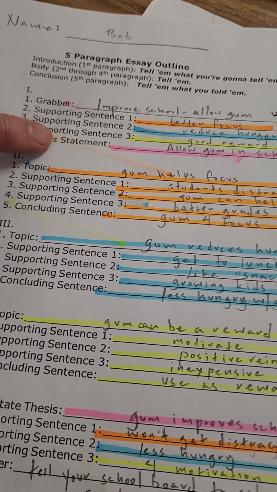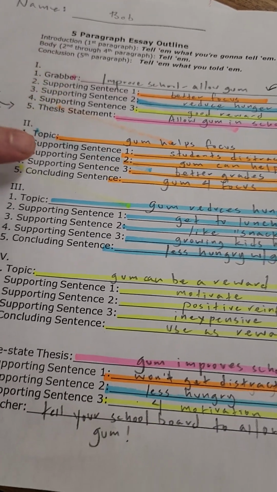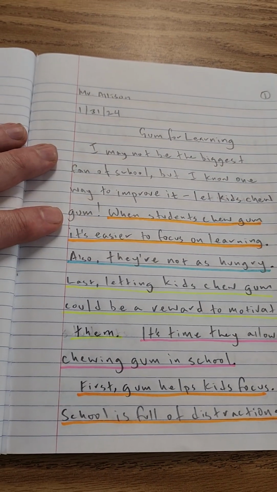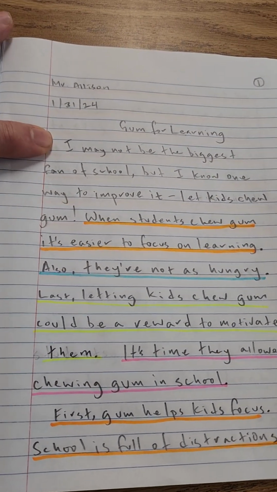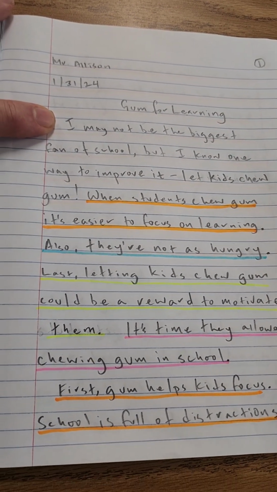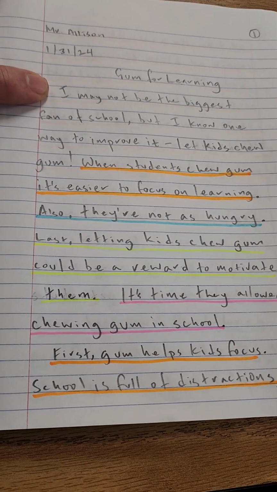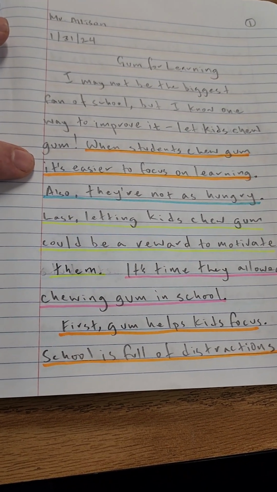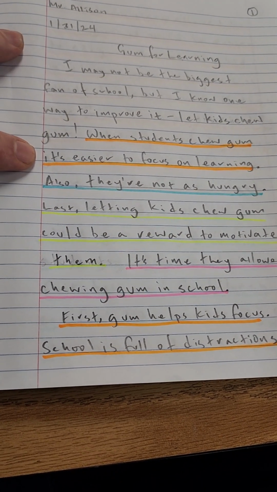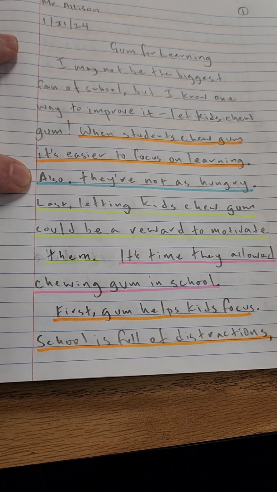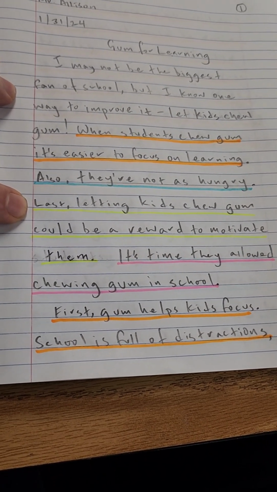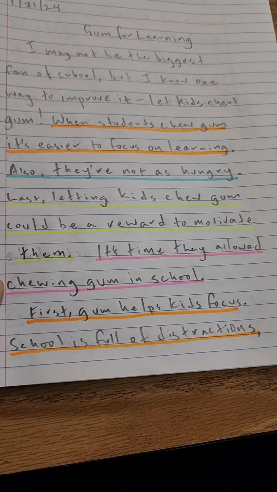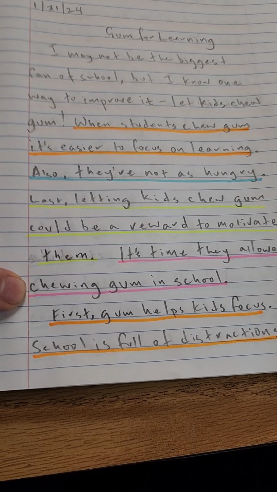I've got 5 lines for 5 sentences and 5 paragraphs. That means that I'm going to have 25 sentences here. I indent my first sentence. I may not be the biggest fan of school, but I know one way to improve it: let kids chew gum. When kids chew gum, it's easier to focus on learning. Also, they're not as hungry. Last, letting kids chew gum could be a reward to motivate them. It's time they allowed chewing gum in school.